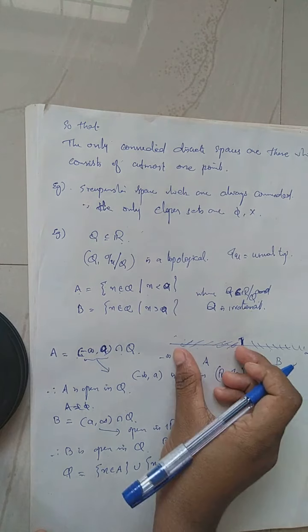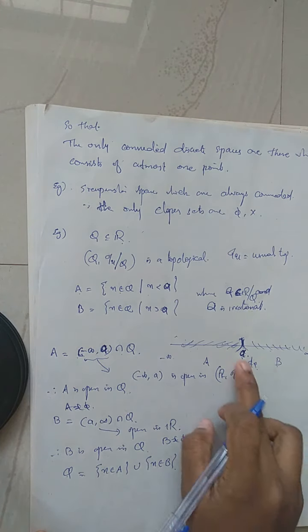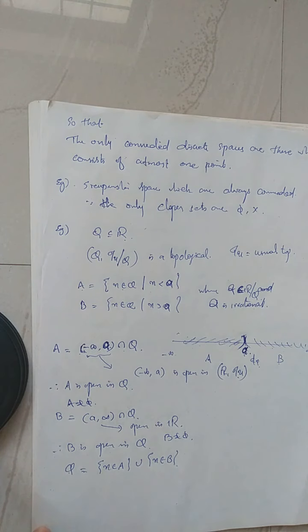അല്ലേ, ഇവിടെയുള്ള മൊത്തം റാഷണൽസും ഇവിടെയുള്ള മൊത്തം റാഷണൽസ് എടുത്തു കഴിഞ്ഞാൽ ടോട്ടൽ റാഷണൽസ് നമുക്ക് കിട്ടും. a ഇറാഷണൽ ആണ്, a അതിൽ ഉൾപ്പെടുന്നതേ ഇല്ല. So this is nothing but A union B. So what is A? An open set of Q. What is B? An open set of Q.